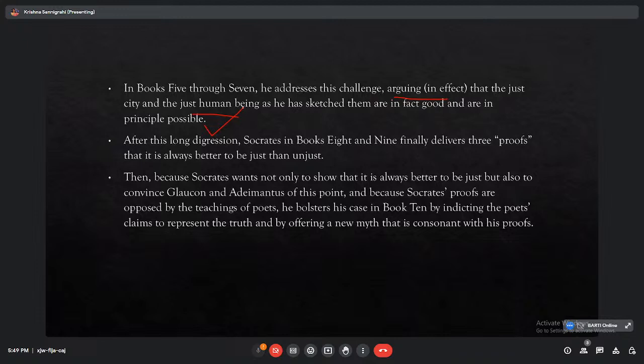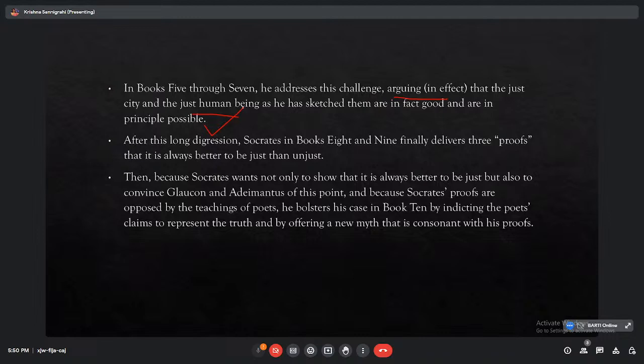After this long digression, Socrates in Books 8 and 9 finally delivers three proofs that it is always better to be just than unjust.